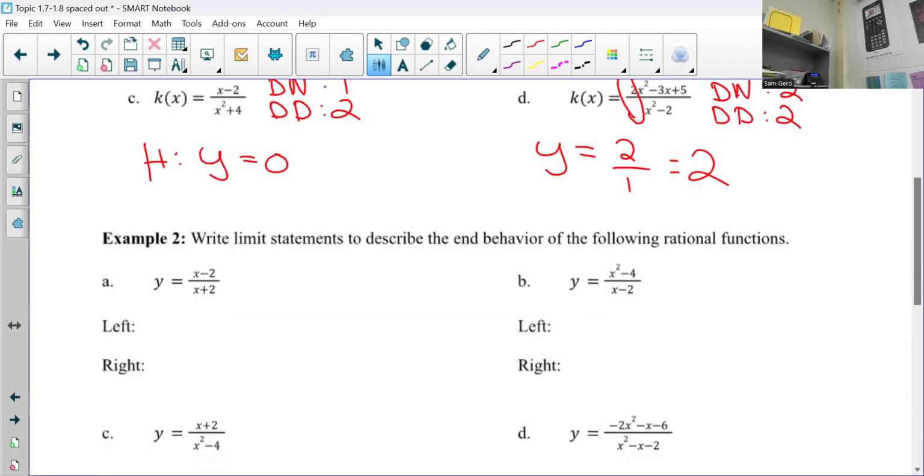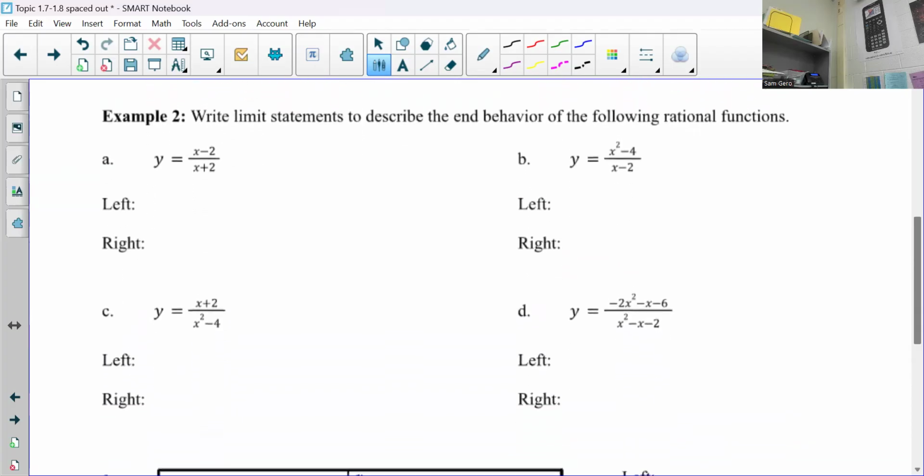And now we're going to write limit statements. So the idea of where things are located, again, limit left, limit right. Now I'm going to change these names. I don't want y because I need to define it by a function. So we're going to do f, g, h, and j. That way I can just name them instead of having to write out the whole thing.